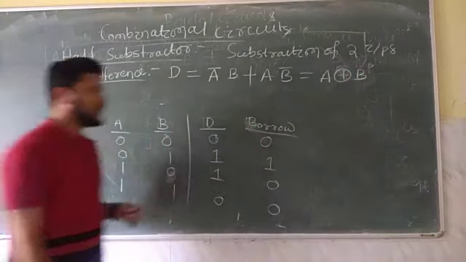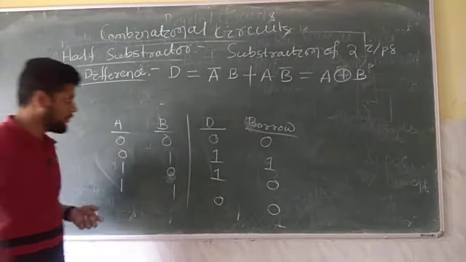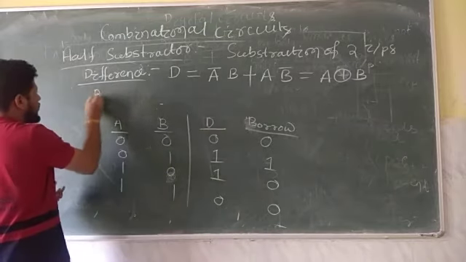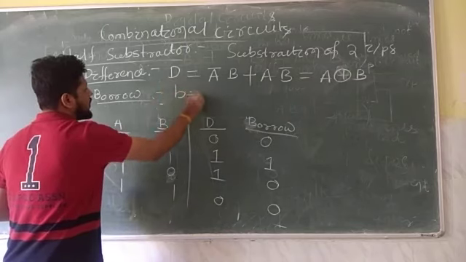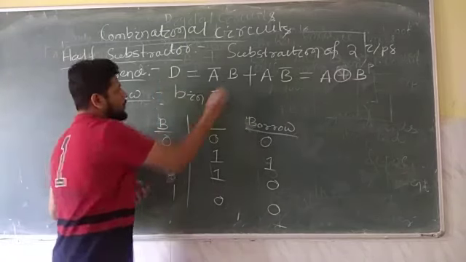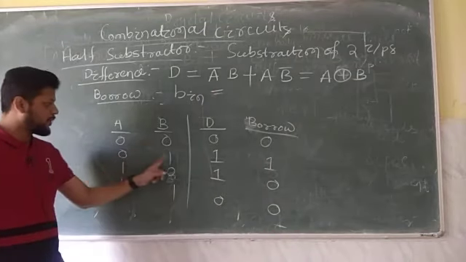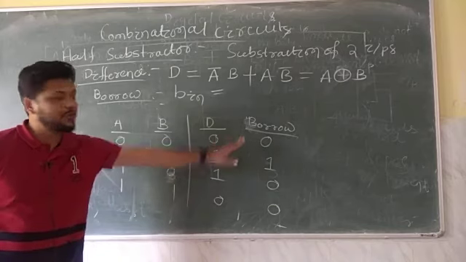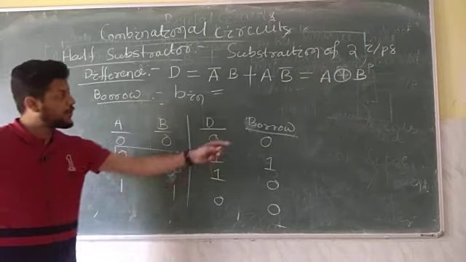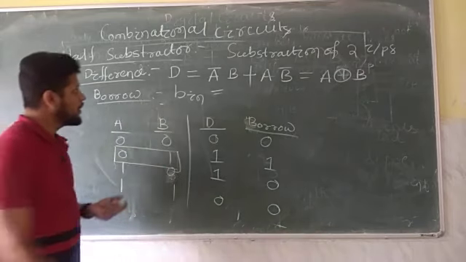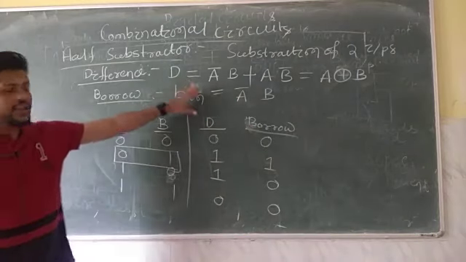So A bar B plus A B bar, which is nothing but A XOR B. So for difference we get the same circuit, that is A XOR B, but we have another output, that is borrow. So borrow I am denoting here as B in. So B in means borrow. Borrow is 1 only for one combination, that is A is 0, B is 1. For the remaining combinations the borrow output is 0, so no need to write those. Only this is the combination for which the borrow output is 1. So I can write that A bar B. So we have the expression directly.